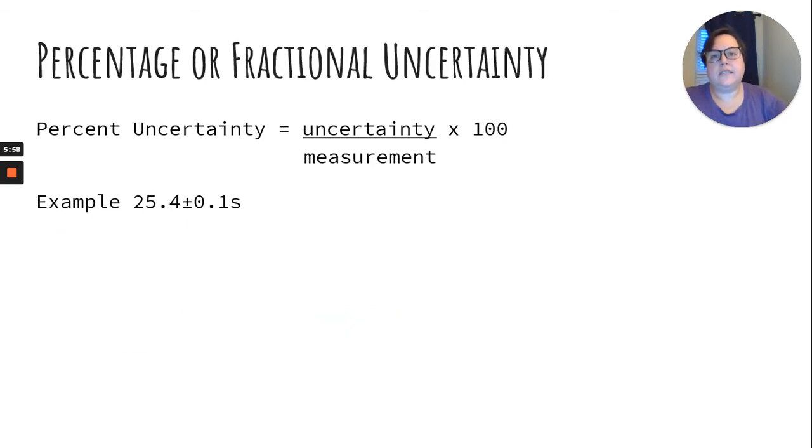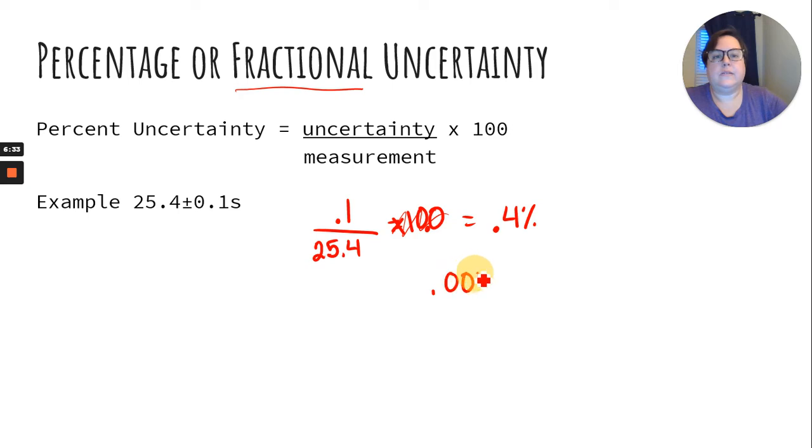Percent or fractional uncertainty. This is used when you are multiplying and dividing. Typically, we don't use it any other time. To find the percent uncertainty, you take the uncertainty, which is 0.1 in this problem, and then you divide it by the measurement, 25.4, and multiply it by 100, and that would give you a percent of 0.4. The fractional part of that, you would just ignore the times 100, and so for the fractional, it would be 0.004.